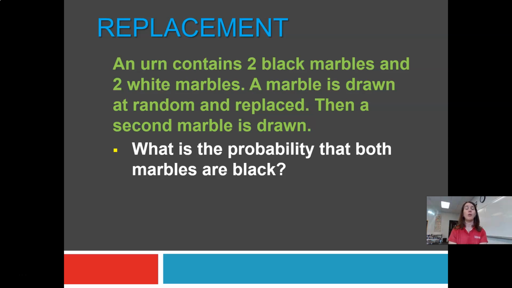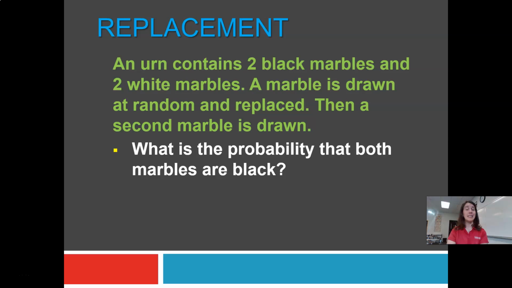Okay, a marble is drawn at random and then it is replaced. So that's a key phrase there: it is replaced. Then a second marble is drawn. So the scenario we're looking at, we're going to reach in, take a marble, look at what it is, put it back, and then select another marble. Our question: what is the probability that both of the marbles that we select are going to be black?